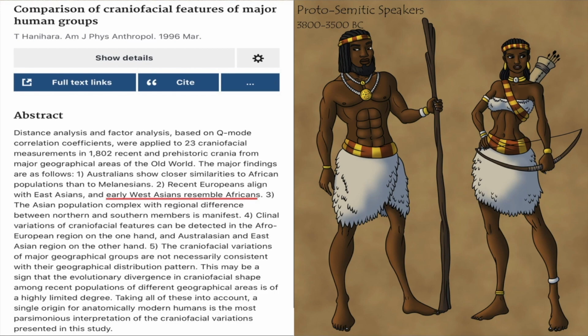Early West Asians resembled Africans. Again, this is from a comparison of craniofacial features of major human groups. And to the right of the screen, I even have what someone made as their own interpretation of what Proto-Semites would have looked like. And it's probably not wrong. It's probably exactly what they sort of would look like.